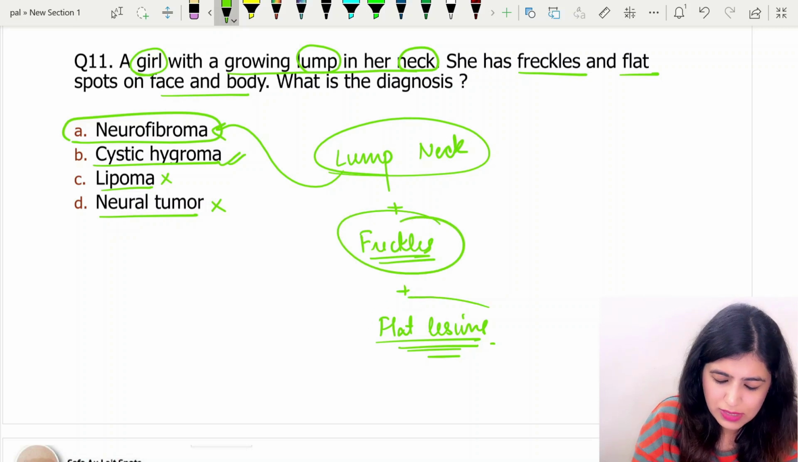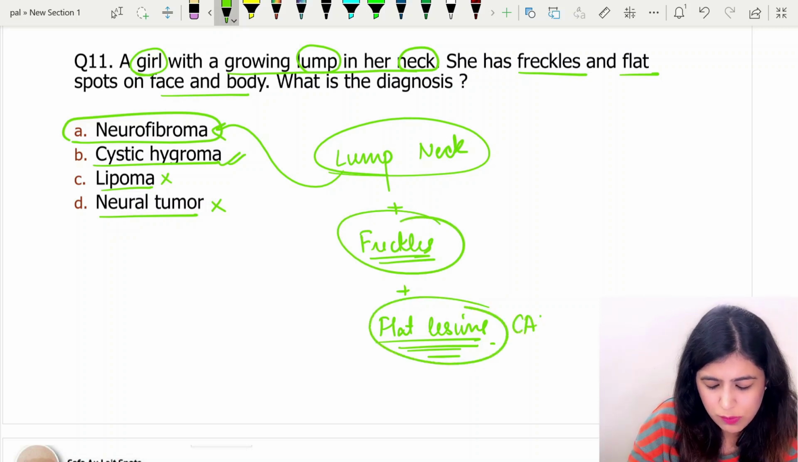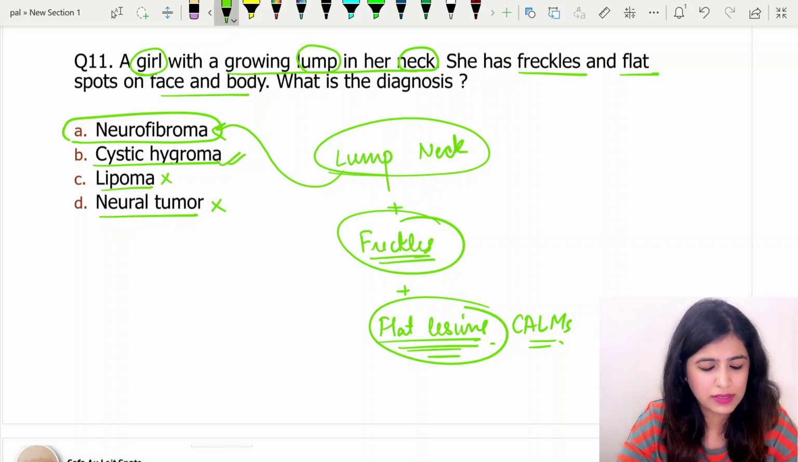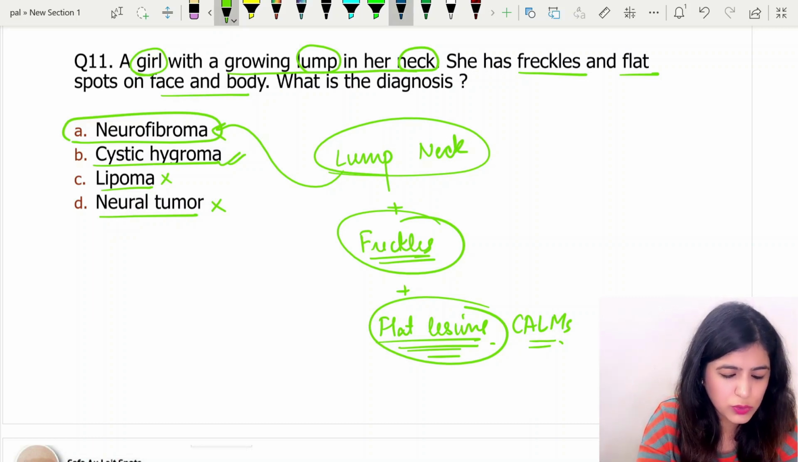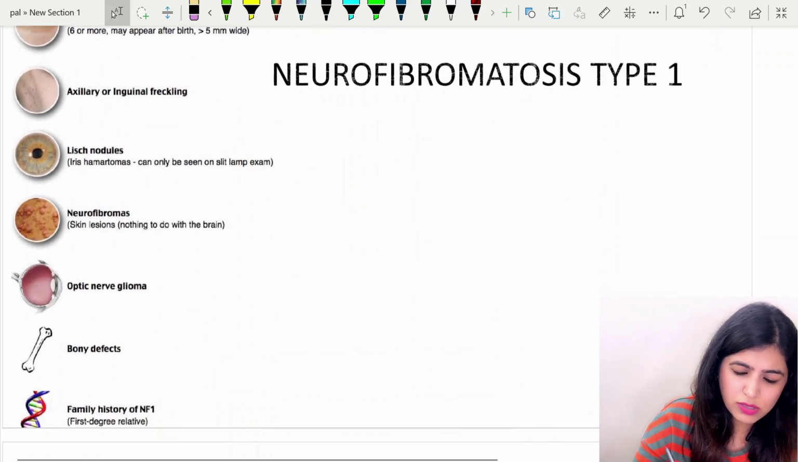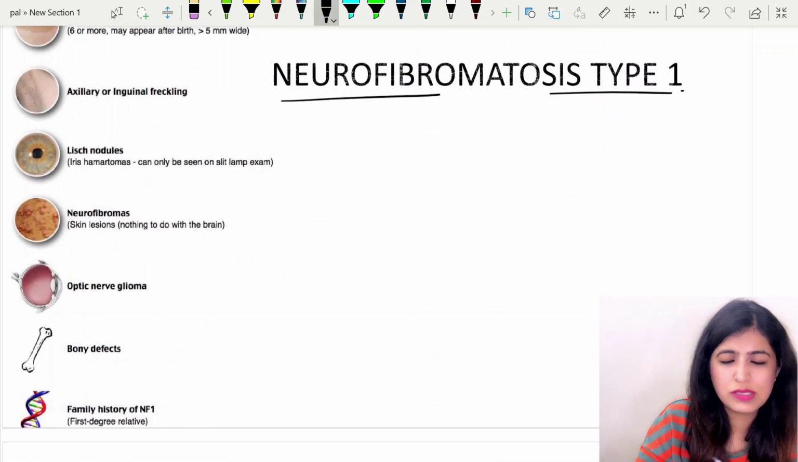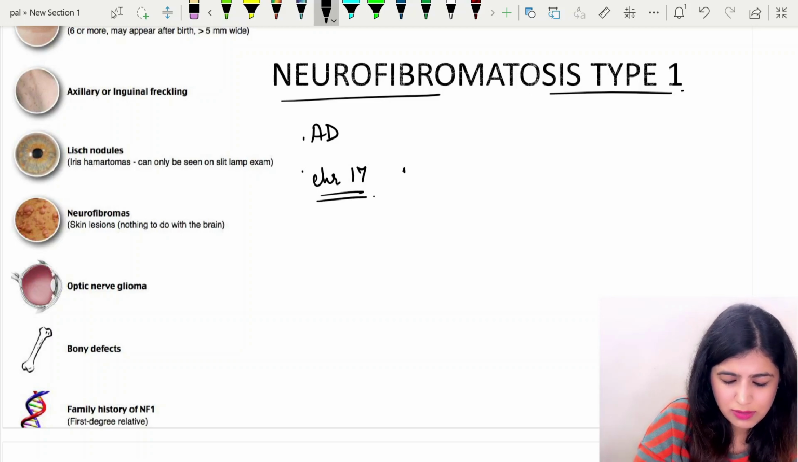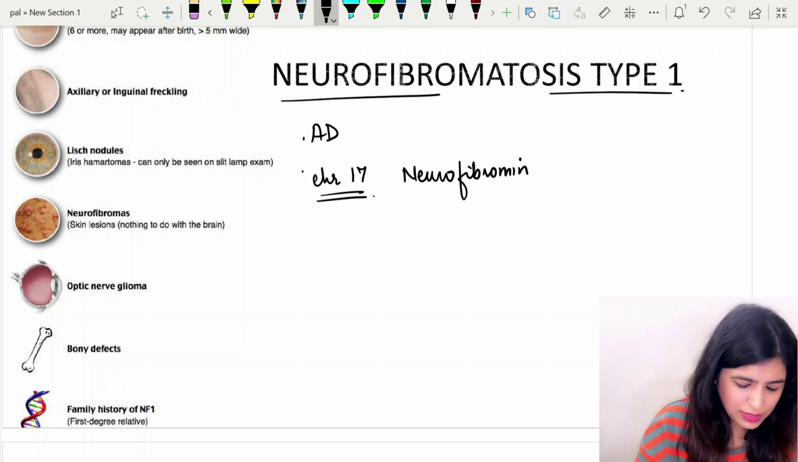The presence of freckles and the flat lesions, which are most probably cafe-au-lait macules, takes you towards the diagnosis of a neurofibroma, which is seen in the disorder neurofibromatosis type 1. This is an autosomal dominant disorder. The defect is in chromosome 17, which codes for the neurofibromin protein.